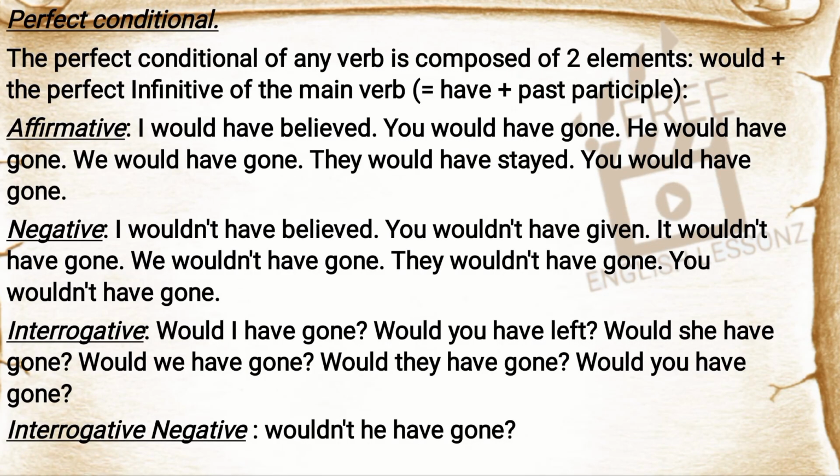You would have gone. Negative: I wouldn't have believed. You wouldn't have given. It wouldn't have gone. We wouldn't have gone. They wouldn't have gone. You wouldn't have gone. Interrogative: would I have gone? Would you have left? Would she have gone? Would we have gone? Would they have gone? Would you have gone? Interrogative negative: wouldn't he have gone?